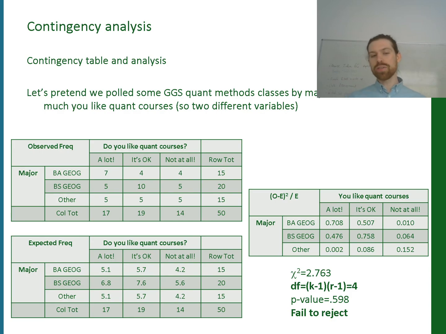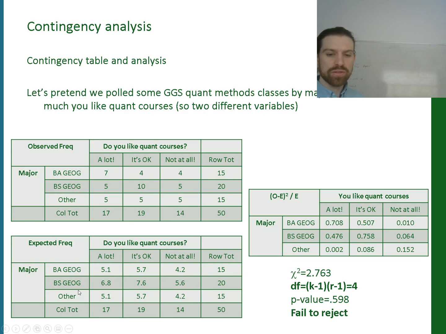So let's say we went off and we did this poll and we ended up with results as to whether people like quantitative courses: either a lot, kind of marginally, or not at all. And we did that by major, so whether it was the BA in geography, BS in geography, or other. Then we can get the column totals for each of these groups and the row totals, and these are all for the observed frequencies. So this is basically the data that we got through our sample.